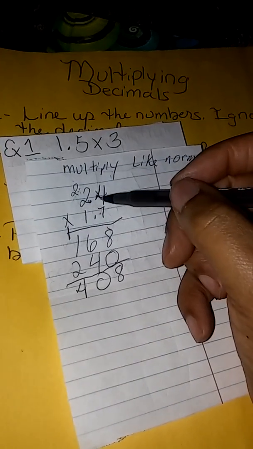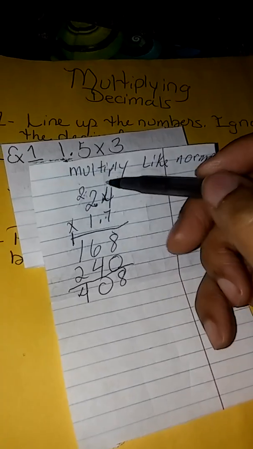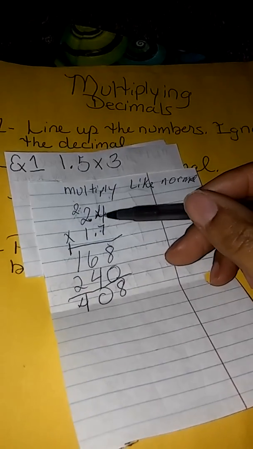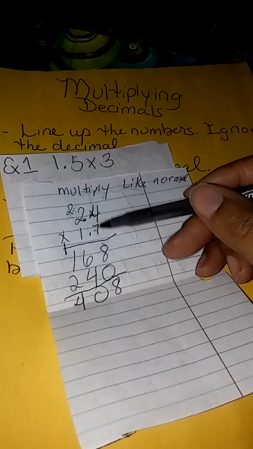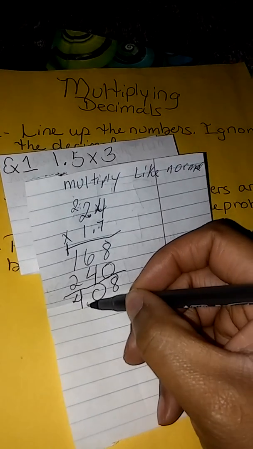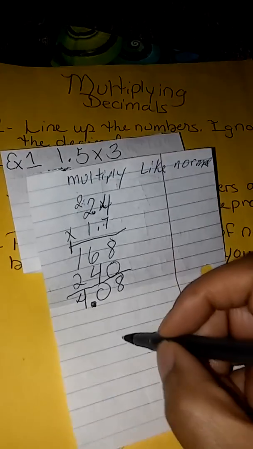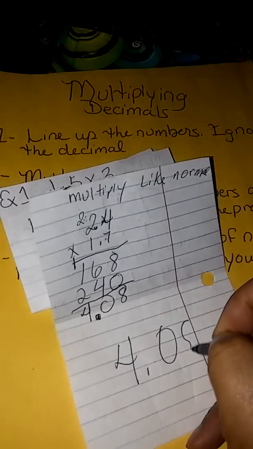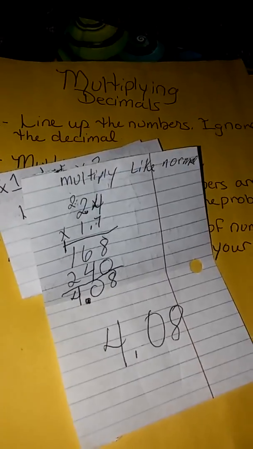So now I come up here. Count how many numbers are behind the decimal in my problem. There is one number here, one number here. So 1 plus 1 is 2. There are two numbers behind the decimal in the problem. I'm going to come up here and put 2 numbers behind the decimal. And my final answer is 4.08. That's my final answer.